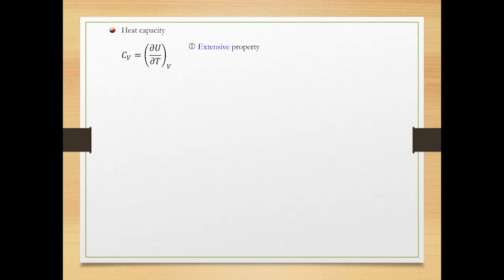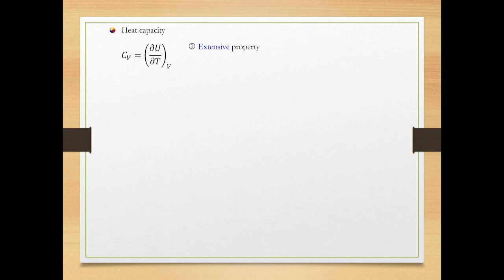An extensive property depends on the size of the system or the amount of materials in the system. Examples of extensive properties are volume, mass, and moles. On the contrary, an intensive property does not depend on the size of the system or the amount of materials in the system. Examples of intensive properties are pressure, temperature, density, molar quantities like molar volume, molar mass, molar enthalpy, and concentrations like molarity, molality, ppm, and ppb.